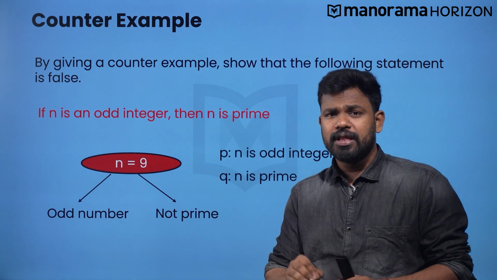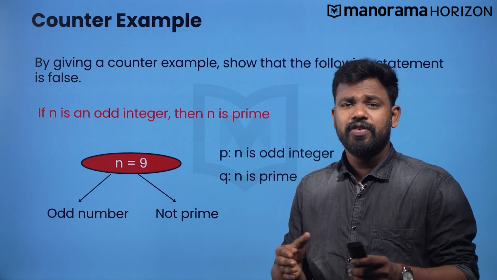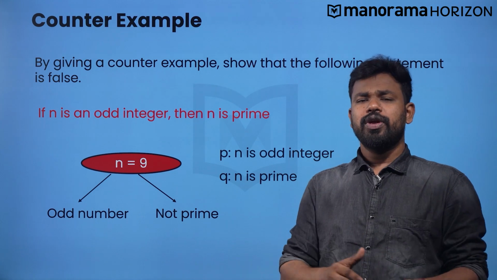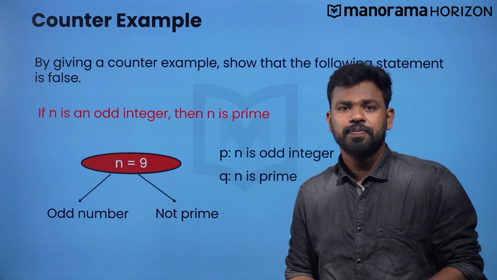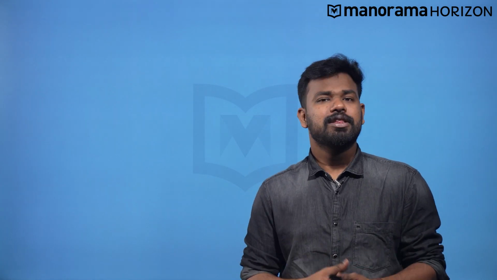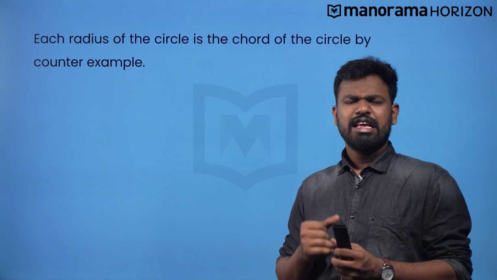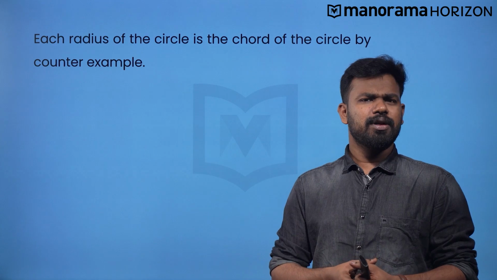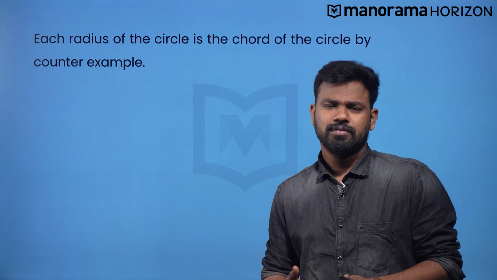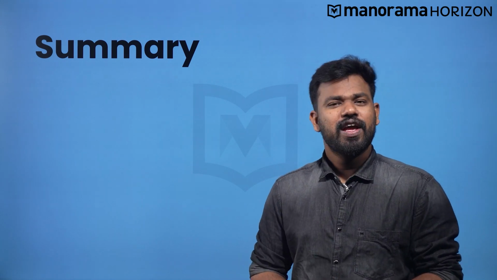We should also remember that in mathematics, counter examples are used to disprove statements. So whenever you have a statement and you need to disprove it, you can use counter examples. So far we have discussed how to validate different statements using different methods. Now you can prove that each radius of a circle is the chord of the circle by a counter example. Can you do that by yourself? Try to do that, and now let's have a quick recap of what all we have learned in this session.